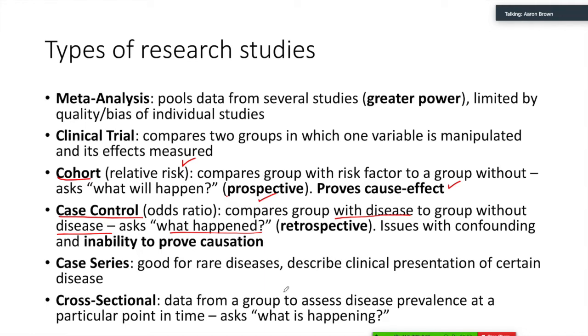The limitation is that when you're looking into the past, you cannot prove causation. We can look at correlations, we can look at the odds ratio, which is another type of calculation we can do, but we cannot say this led to this. You really cannot even say this increases your risk of this, because relative risk is part of cohort, which is prospective. For case control studies, we're looking into the past and we're going to calculate an odds ratio.